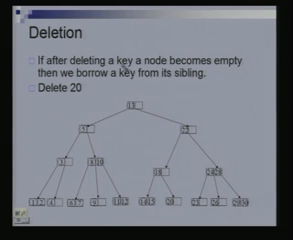So what do I try to do? If a node becomes empty, then I first try to borrow a key from its sibling. The sibling of this is this, I'll try to borrow one from here. And recall what was the way we borrowed? One key went up and this one came down. So that's exactly what we are going to do. 20 disappears and so 15 goes up and 18 comes down, and now this is a valid 2-3-3.